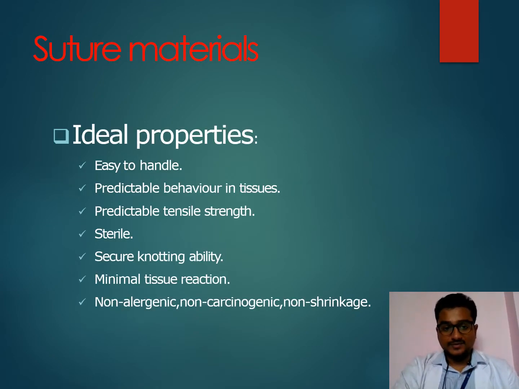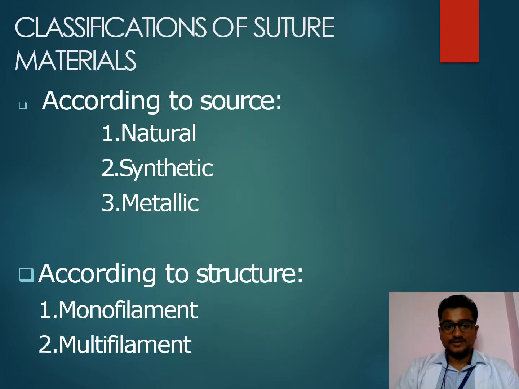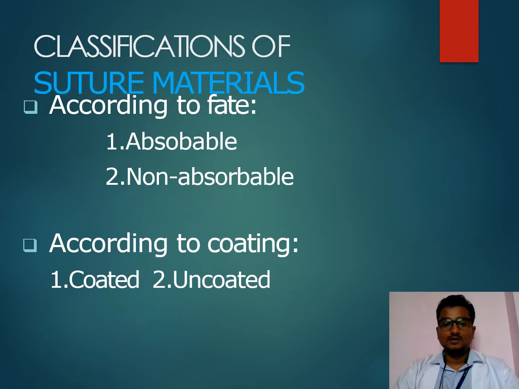Suture material. Ideal properties of suture material are easy to handle, predictable behavior in tissue, predictable tensile strength, sterile, secure knotting ability, minimal tissue reaction, non-allergic, non-carcinogenic, and non-shrinkage. Classification of suture material. According to the source: natural, synthetic, and metallic. According to the structure: monofilament, multifilament. According to fate: absorbable and non-absorbable. According to coating: coated or uncoated.